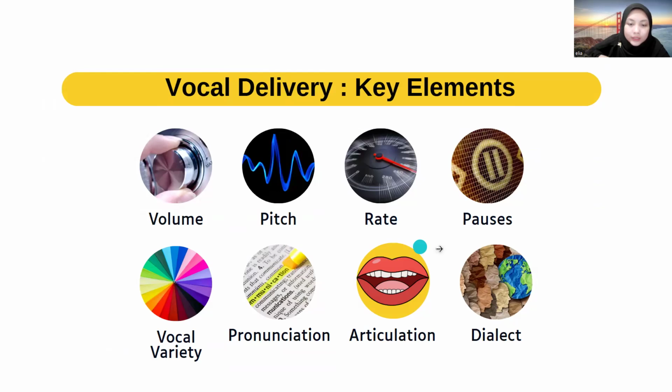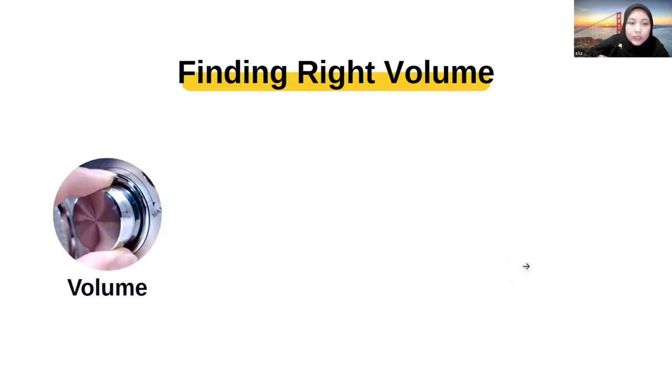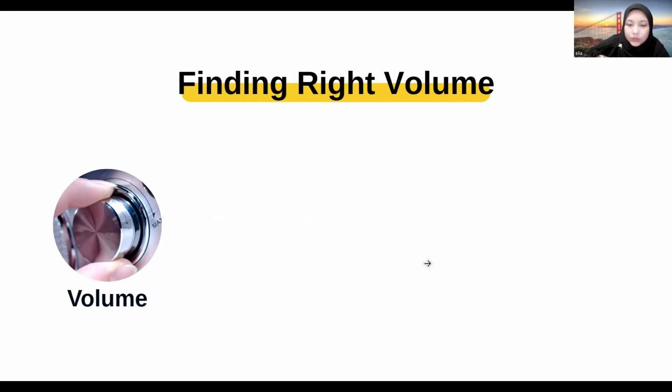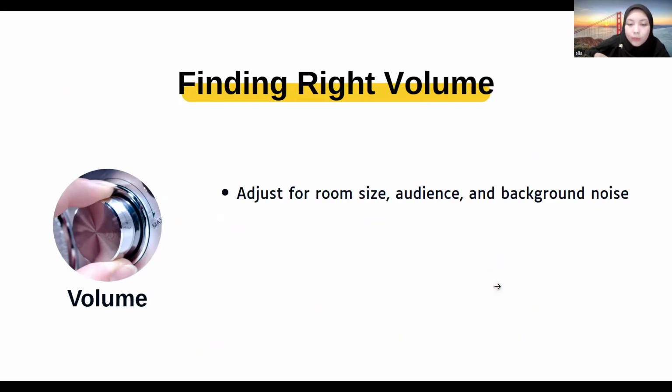And now let's talk about your voice. To speak well, you need to control some key elements of voice. First, let's talk about volume. You can find your right volume. So the question is, how loud should you be? You can adjust your voice based on the size of your audience and how much background noise there is.